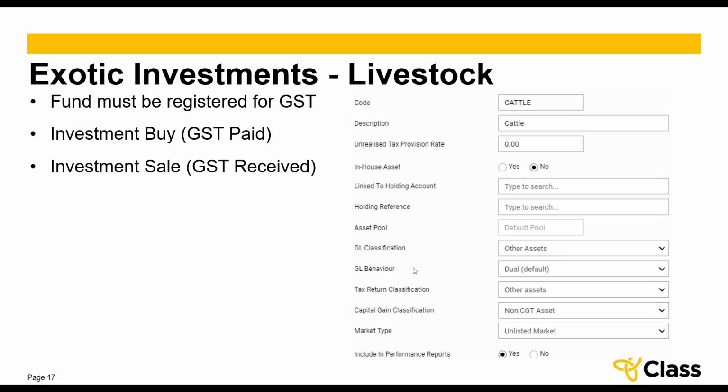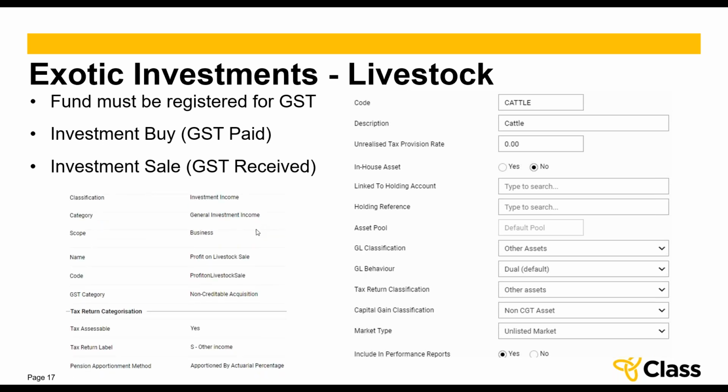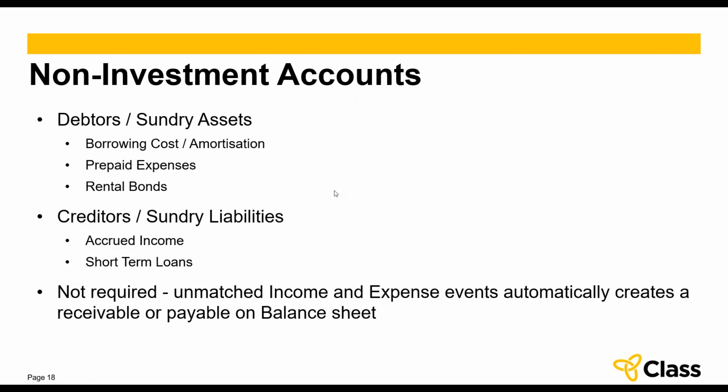Now, normally, if you sell cattle for profit, then we recommend you create an investment income related to profit on livestock sale. Then you can map them into the appropriate tax return label. So normally it should be treated as other income. Okay, non-investment assets.